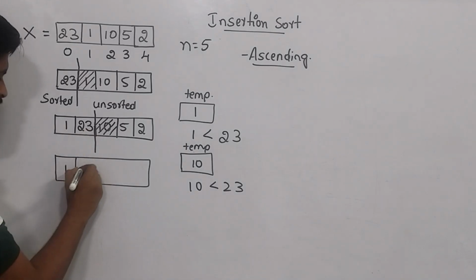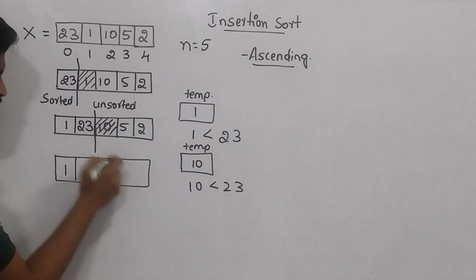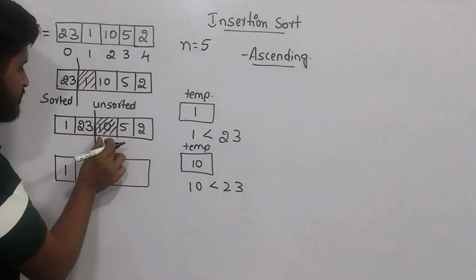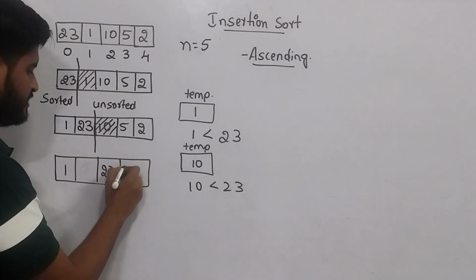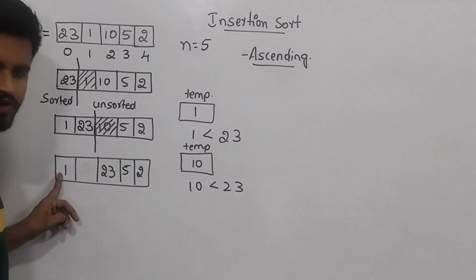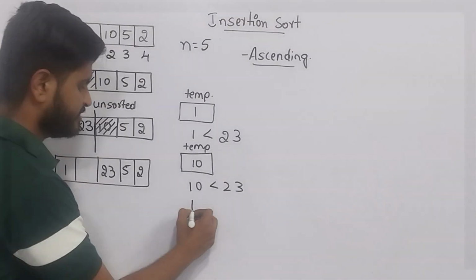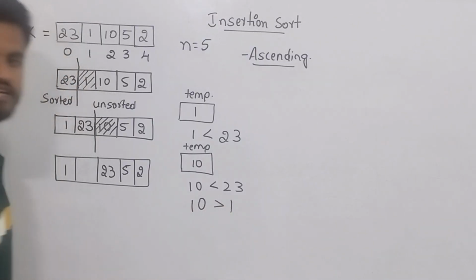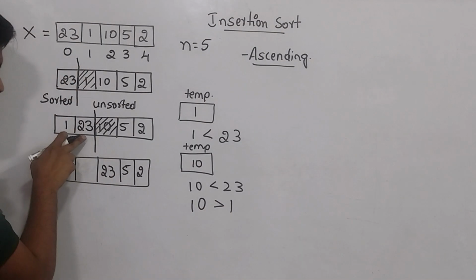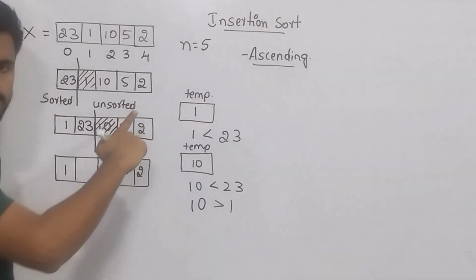So 1 will be the same, this 23 will be shifted here, one space, because this 10 was taken to the temporary space and this space was empty, and 5 and 2 will remain as they are. Now we are left with only one element in the sorted sublist, that is 1. If you compare 10 and 1, 10 is greater than 1. So you will keep the value as it is. If the value in the sorted sublist is greater than the temporary value, you will shift.